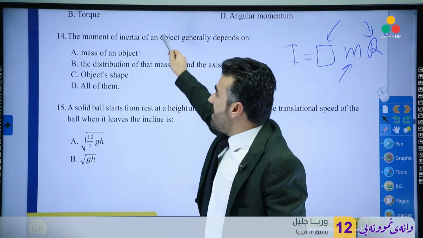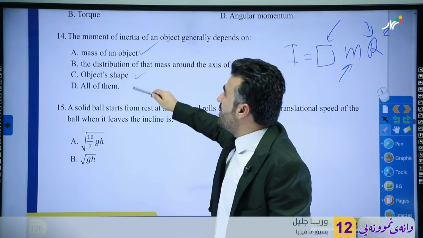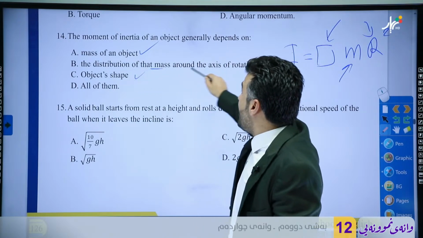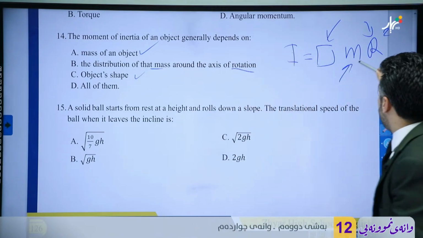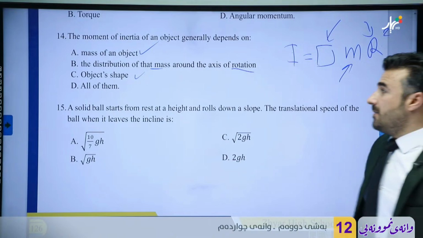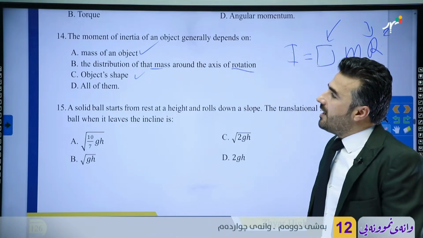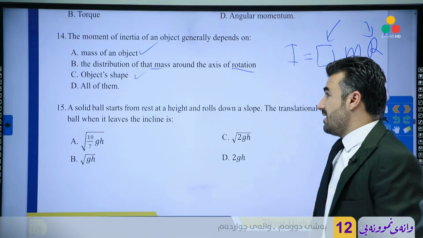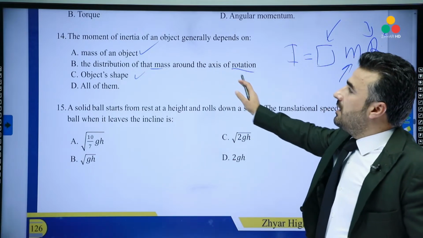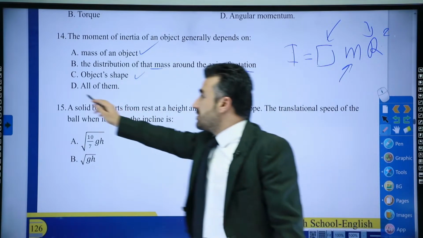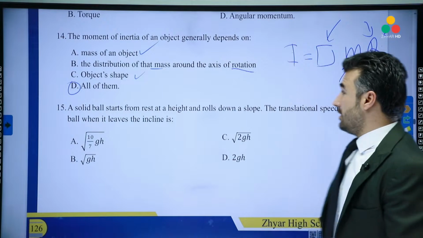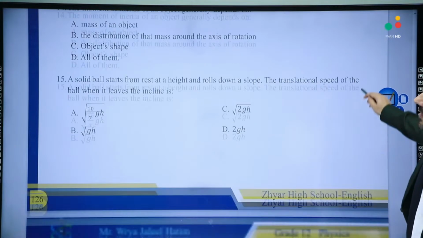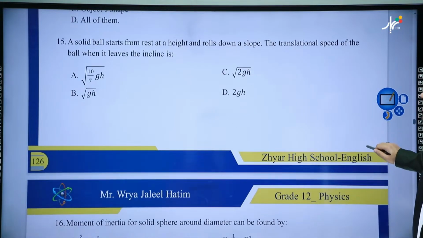So it depends on the mass, yes. It depends on the object's shape, yes. It depends on the distribution of the mass around the axis of rotation, and of course that is the r as well, or another way, that will be the radius. All this would determine the moment of inertia of the object, so the correct option here is D.